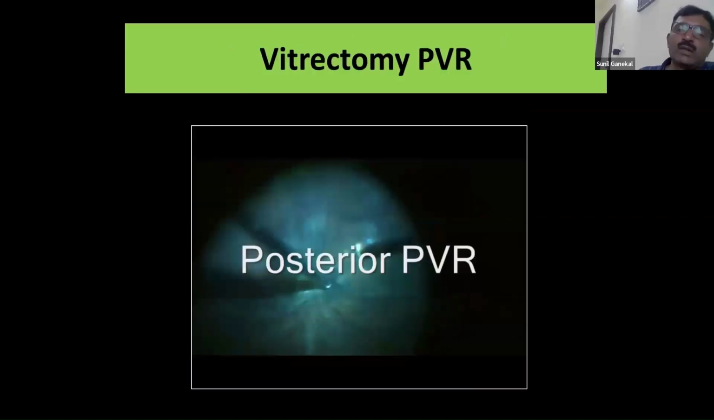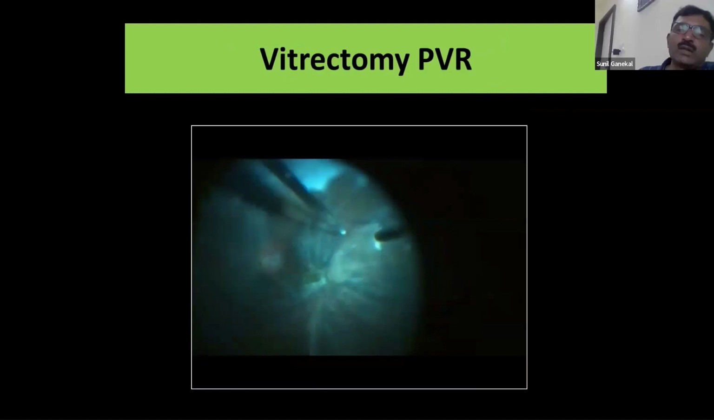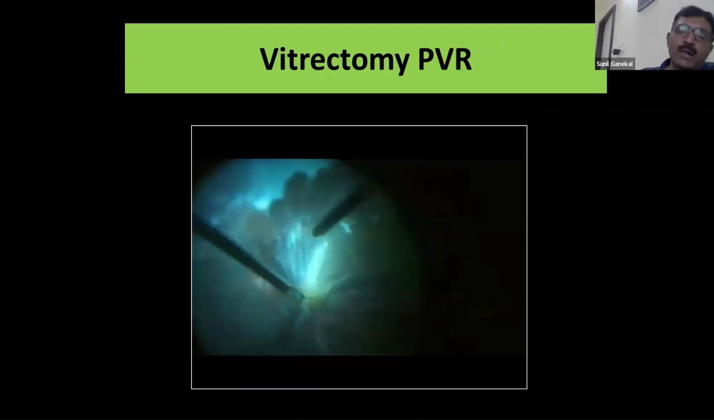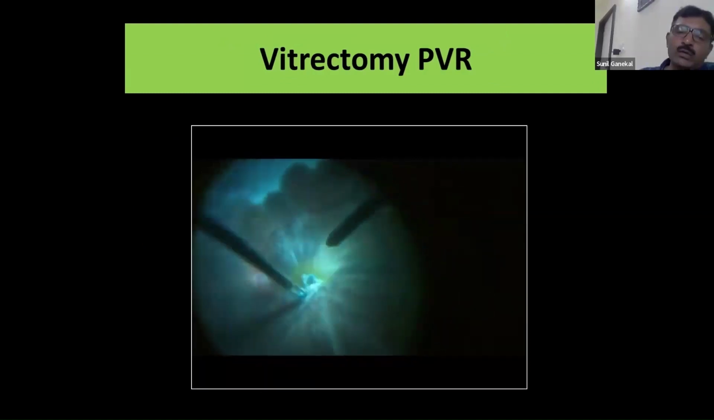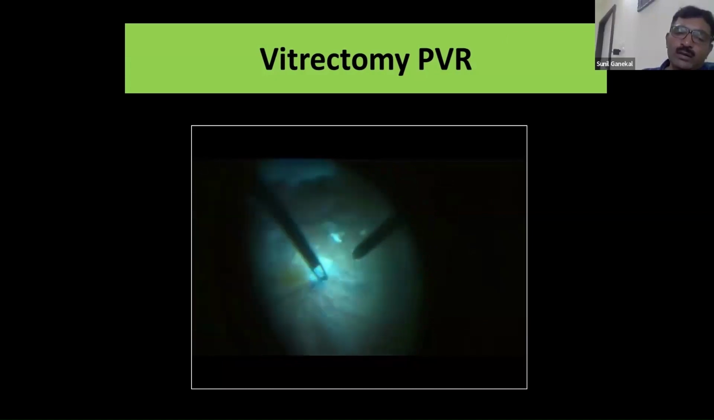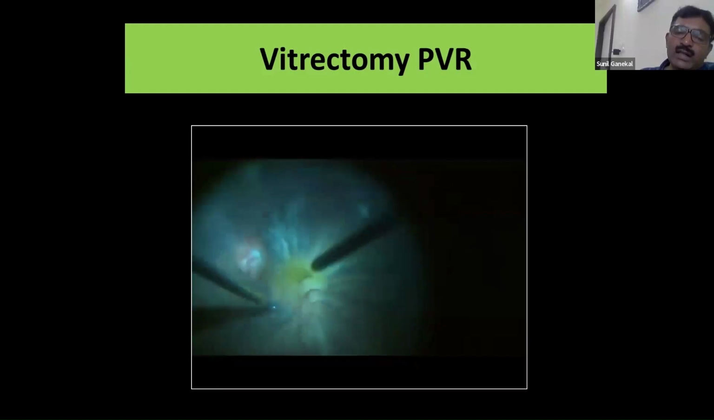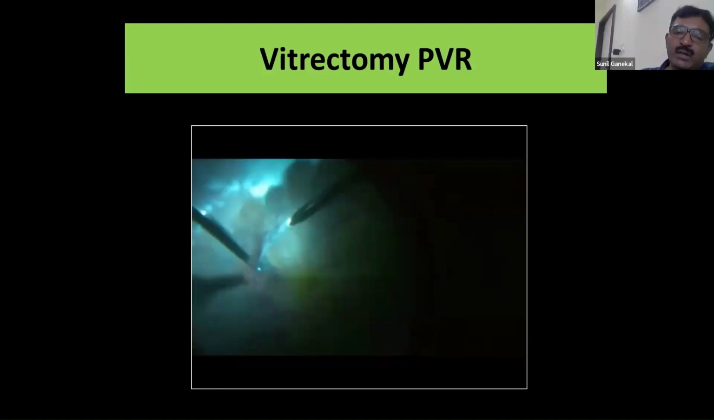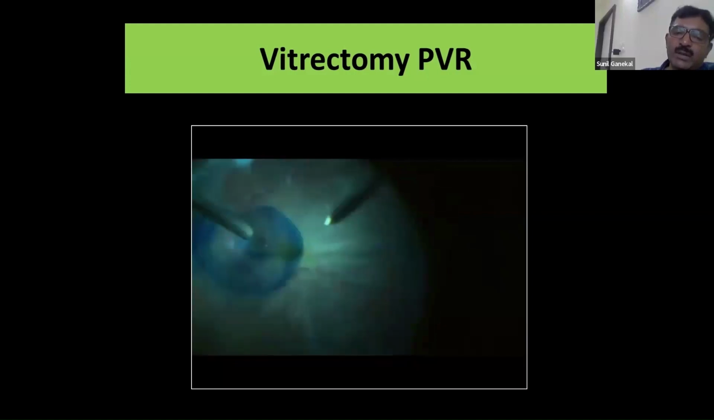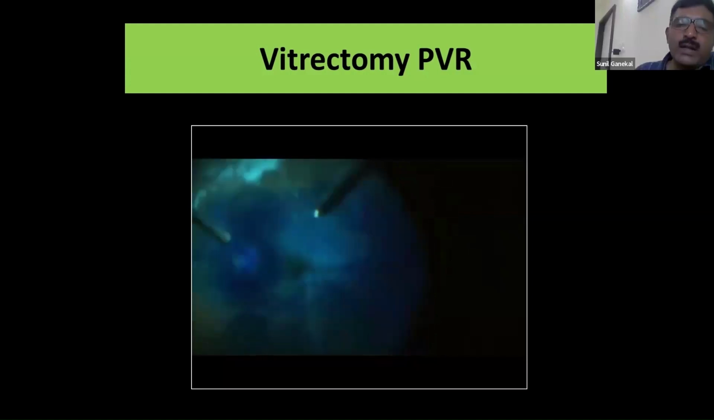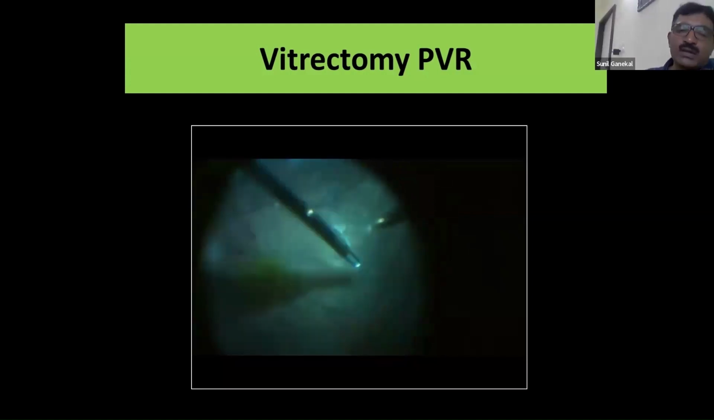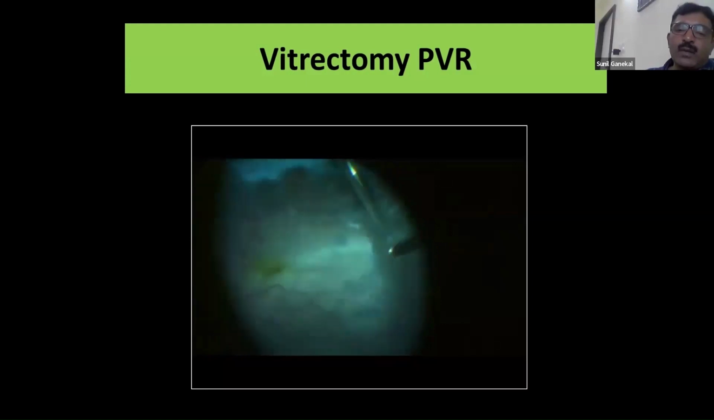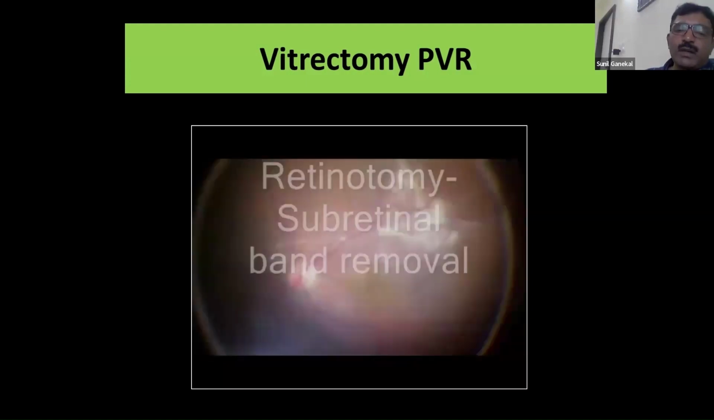This is the first case, a case of posterior PVR, with the membrane being peeled from the surface of the retina. Keep a close watch on the retina when you're pulling the membranes. You should not pull too hard. You can easily grasp, and the staining definitely helps in peeling all these membranes, especially in a patient with posterior PVR. I tend to peel the ILM in most cases of posterior PVR, arcade to arcade, because it prevents recurrences of the PVR.